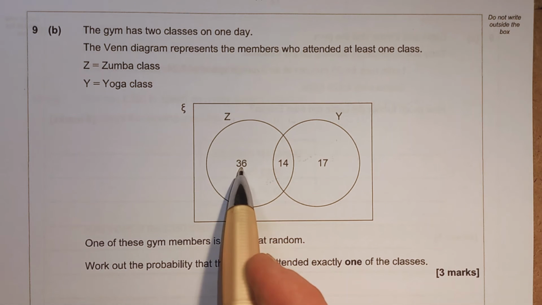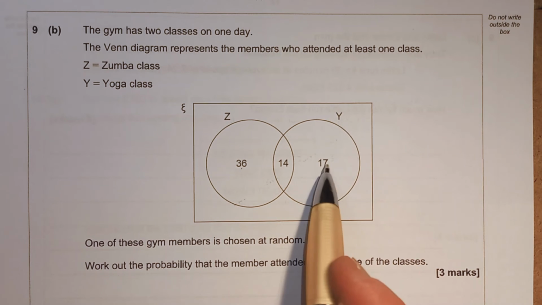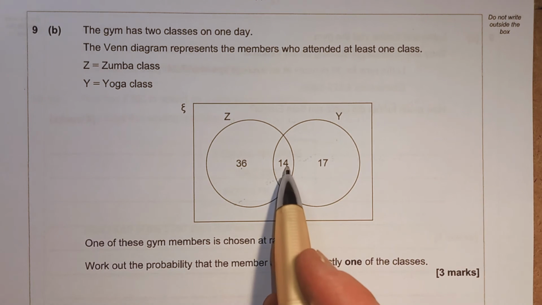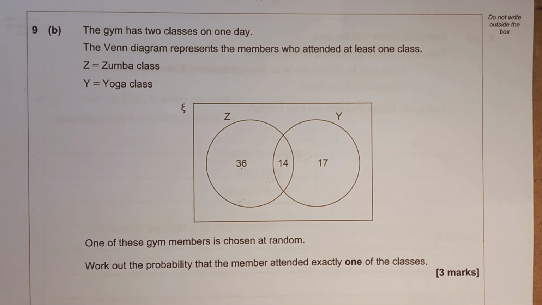So 36 people just attended the Zumba class. 17 people attended just the yoga class. And 14 people did the Zumba class and the yoga class. One of these gym members is chosen at random. Work out the probability that the member attended exactly one of the classes.